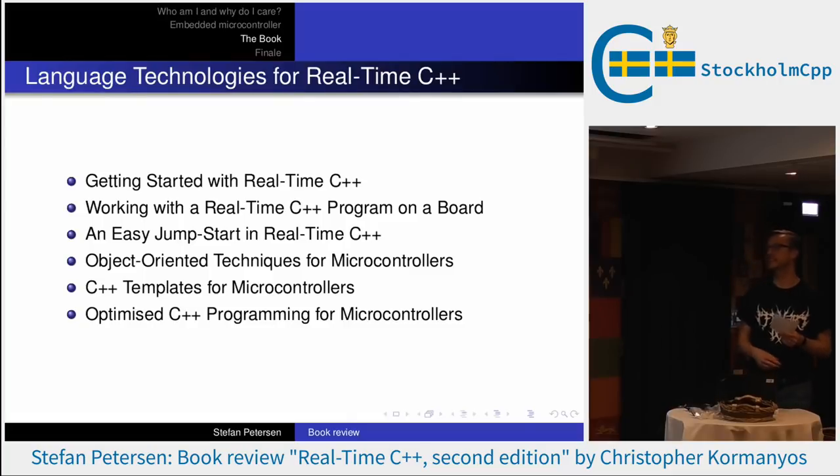Then he goes into the easy jump start, and it's a C versus C++ comparison to see what you need. Then object-oriented techniques, like what to use in object orientation for the embedded microcontroller. Templates: someone said template programming is probably very common in microcontrollers because you have to do the same thing but slightly change it all the time. And then the last chapter is optimized C++, how to optimize for a microcontroller, basically.